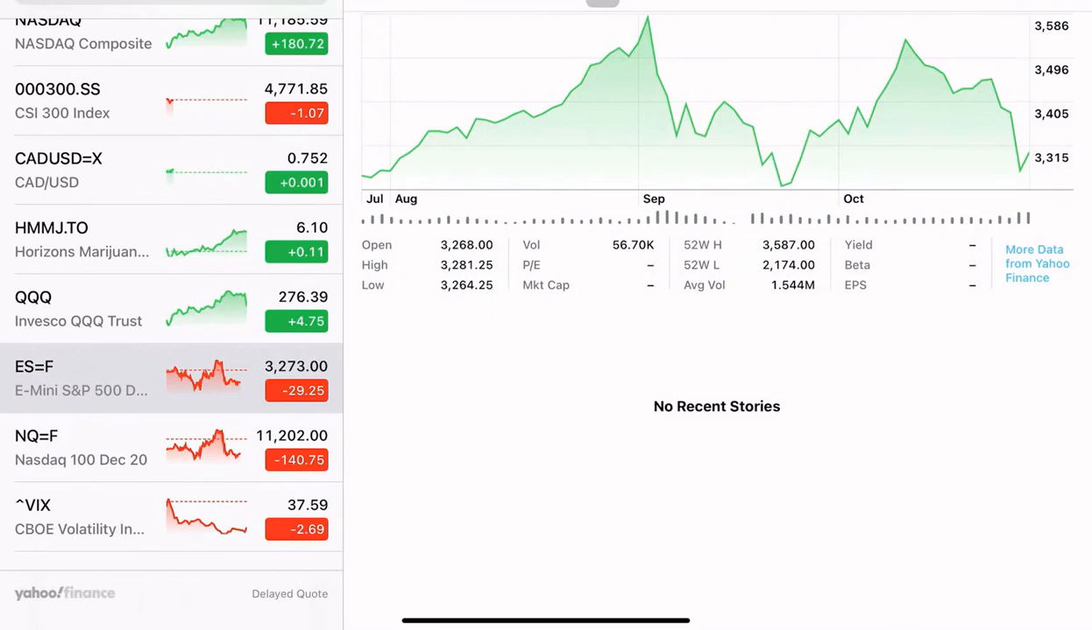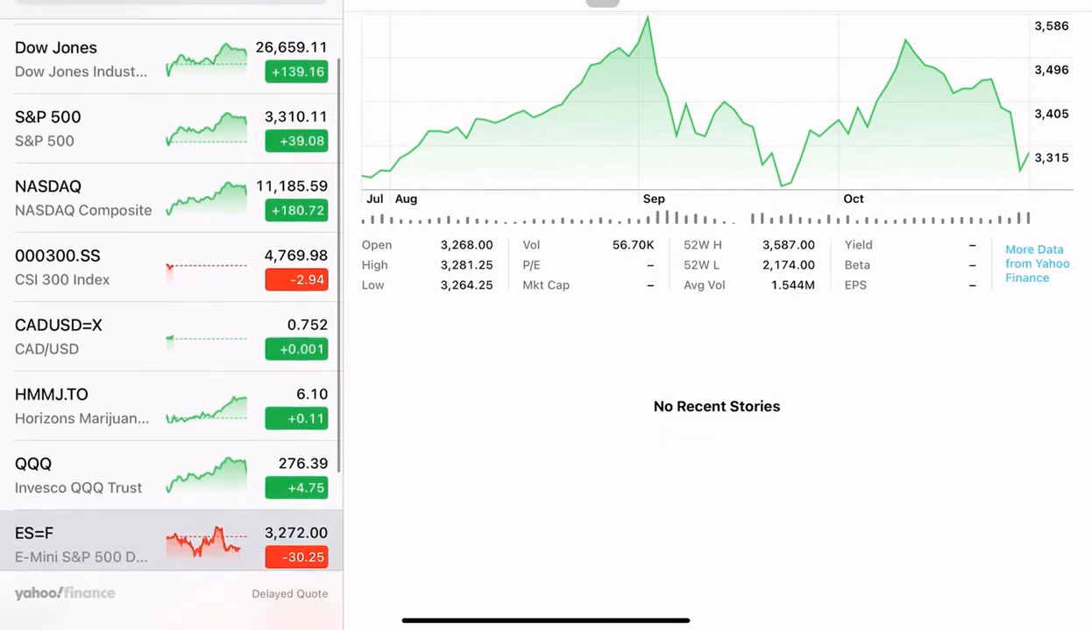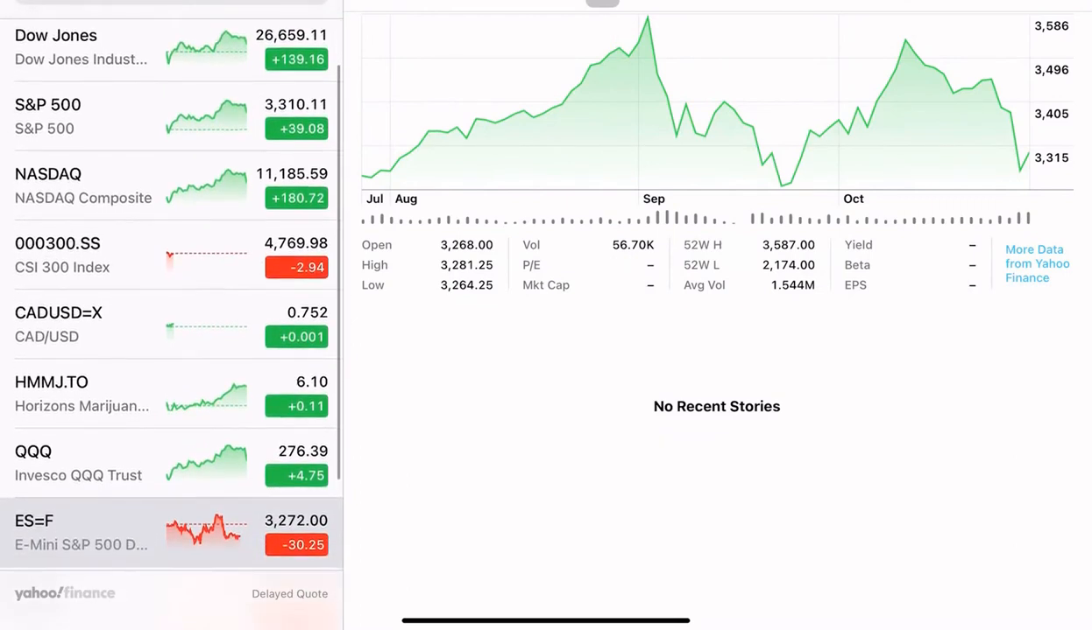3273, right? So what you can see here is, by the way, this is December 20th. No, it's not. Sorry. This is a December futures. So for this futures, you can see that its price is about 40 lower, right? So the difference is 3310 versus 3272. So it's about a 40 difference. So you can see that this December futures price is lower than today's equity price.